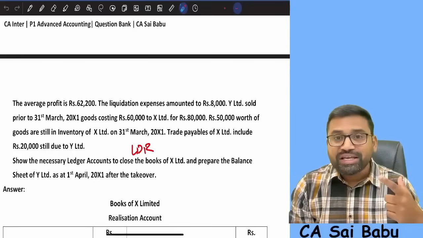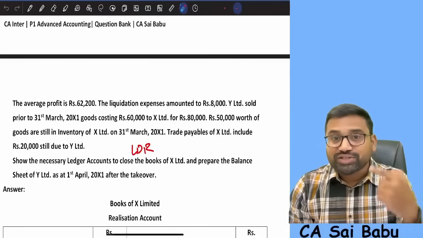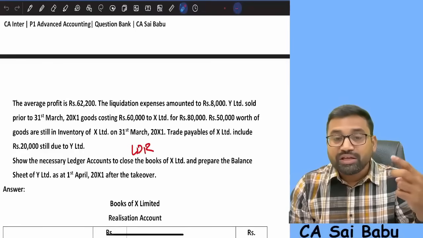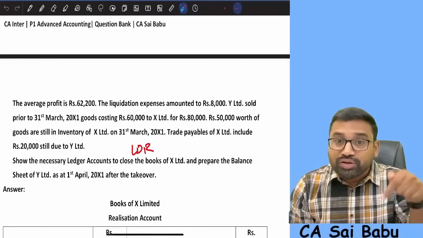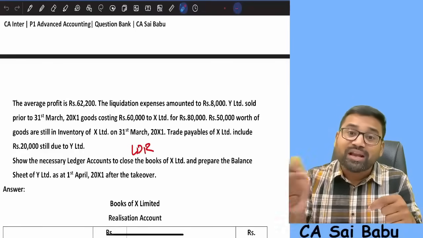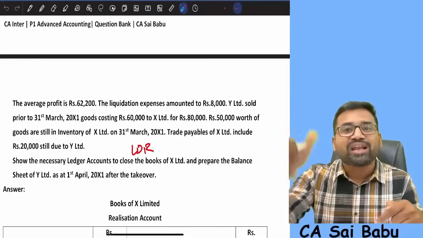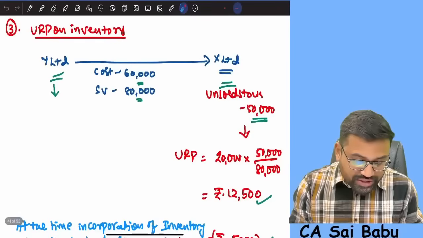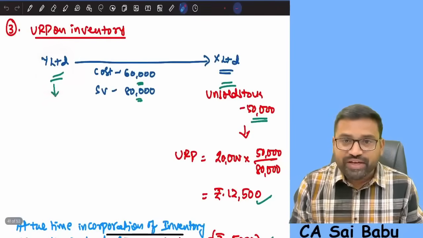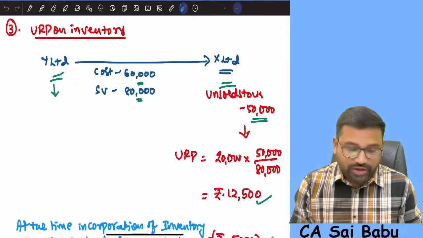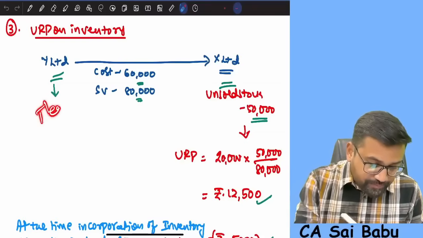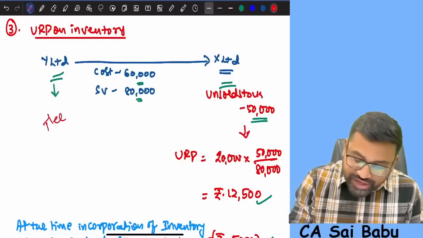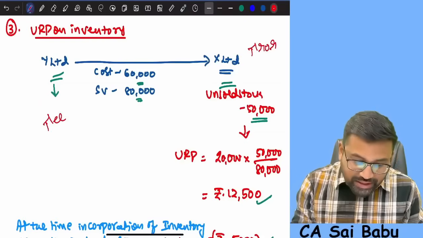Now, but important thing is that when you are taking the stock of transferor company, if you are taking the stock below the cost, then automatically some unrealized profit is eliminated. Only remaining unrealized profit we need to eliminate. So I will show you. See in this question, Y Limited is a transferee company, sold goods to X Limited, transferor company. See in this case, this is transferee. This is transferor. Before amalgamation, there was a sale.